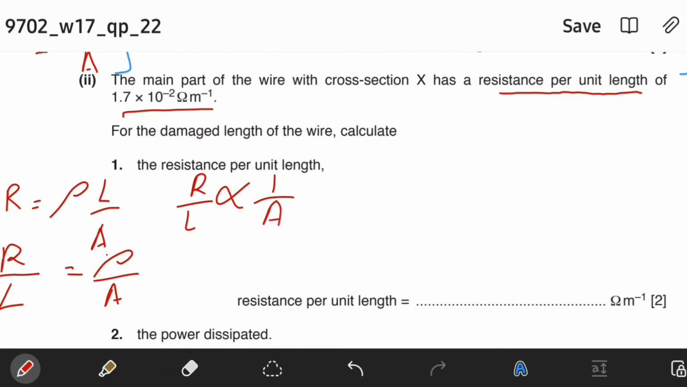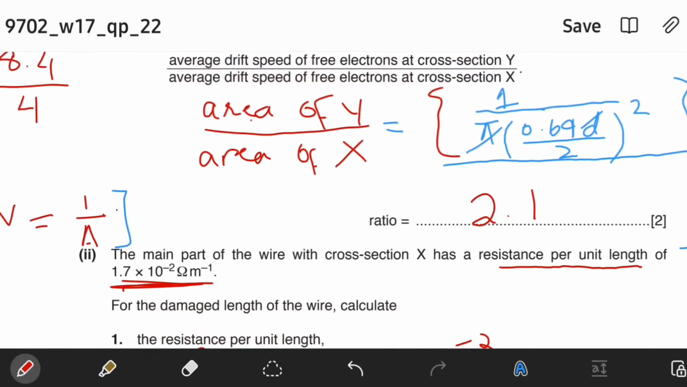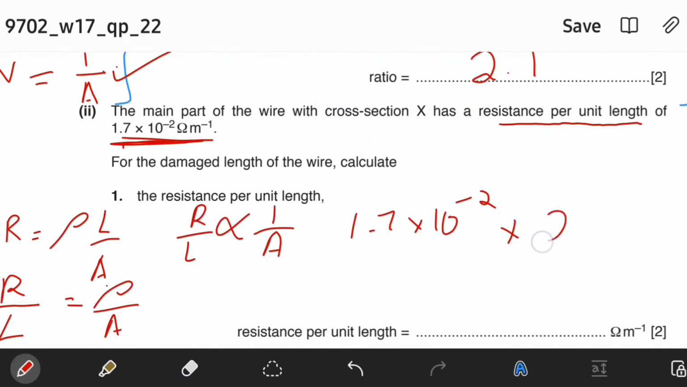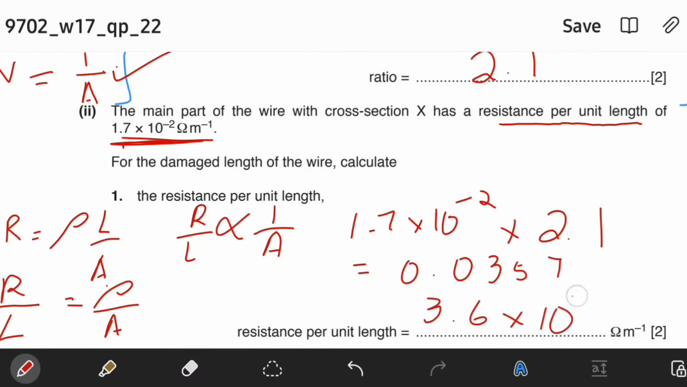So we simply need to multiply this given resistance per unit length, 1.7 into 10 to the power minus 2, with this ratio that we got of 1 over cross-sectional area, right? So 2.1. And the answer that is coming out to be 0.0357. You can write it in standard form. It's just going to be 3.6 into 10 to the power minus 2.